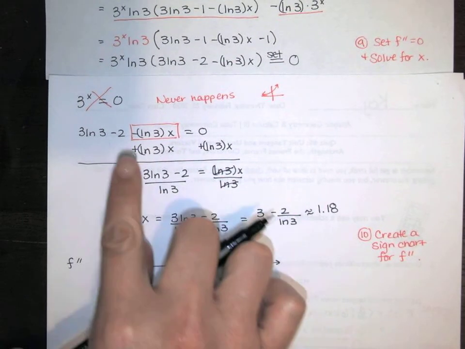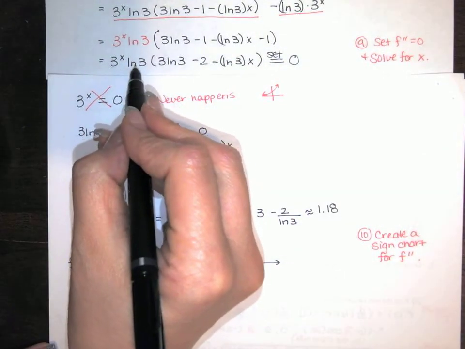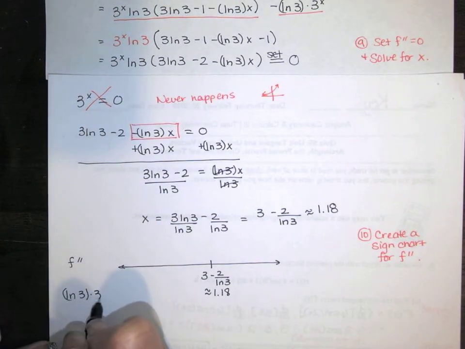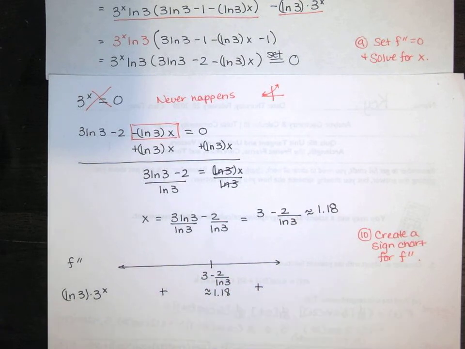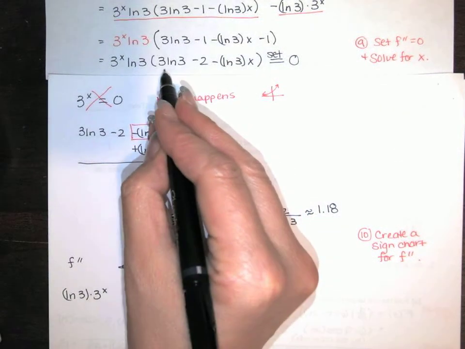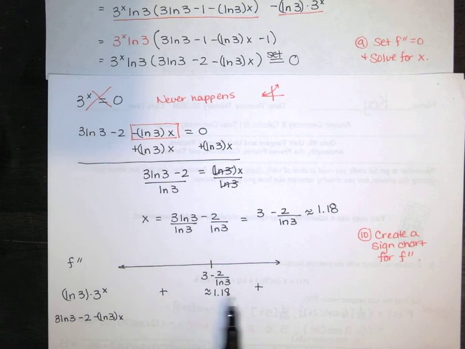Now f double prime is the product of these factors. It's natural log of 3, which is positive, times 3 to the x. I'll think of that as one factor. 3 to the x is always positive, regardless of what x is. And then I've got the second factor, 3 natural log of 3 minus 2 minus natural log of 3 times x. I want to pick test values to the left and right of x equals 1.18.